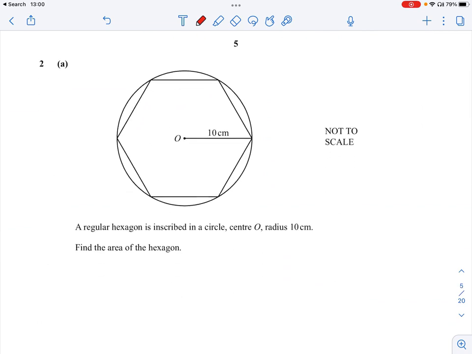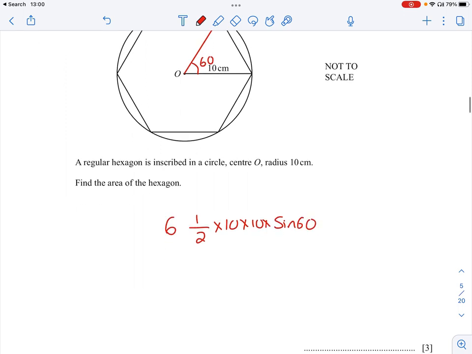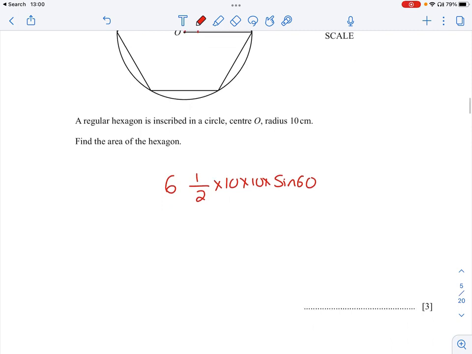Now, a regular hexagon is inscribed in a circle of center O and radius 10. Find the area of the regular hexagon. He's asking us to find the area of the regular hexagon. So what am I going to do? I'm going to join over here. In a hexagon, each angle will be 60 degrees. So the area of each triangle will be half times 10 times 10 times sine 60. But how many such triangles are there? 6 are there. Multiply it out. You should be able to get the answer as 260.